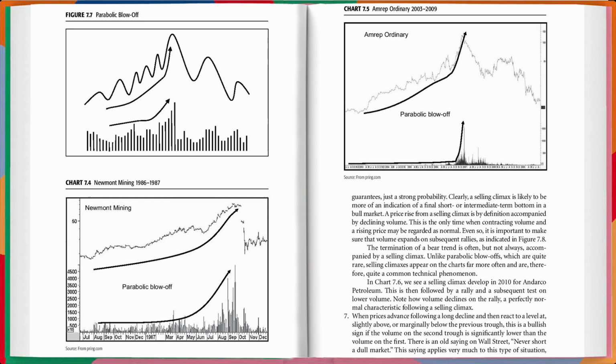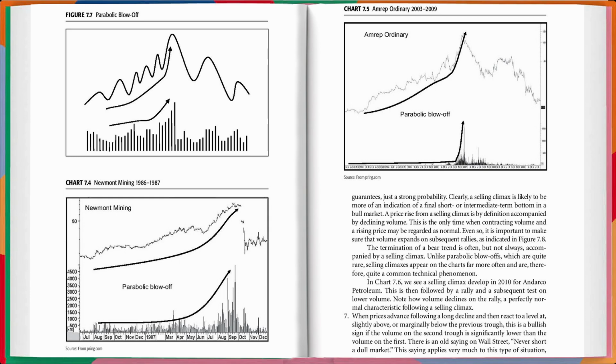Unlike parabolic blow-offs, which are quite rare, selling climaxes appear on the charts far more often and are, therefore, quite a common technical phenomenon. In Chart 7.6, we see a selling climax develop in 2010 for Anadarko Petroleum. This is then followed by a rally and a subsequent test on lower volume. Note how volume declines on the rally, a perfectly normal characteristic following a selling climax.